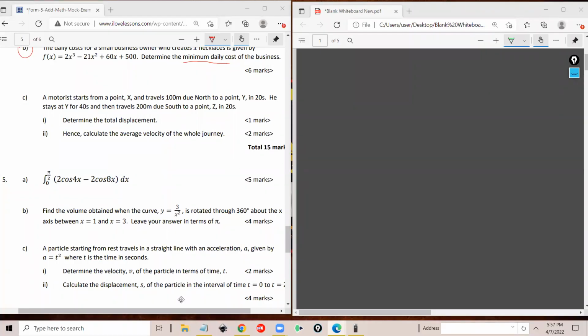Part C is trying to figure out if you know the difference between distance and displacement. Okay, so let's try to draw this up. You have a motorist apparently at point X, so you call this dot point X. And he travels 10 meters north.